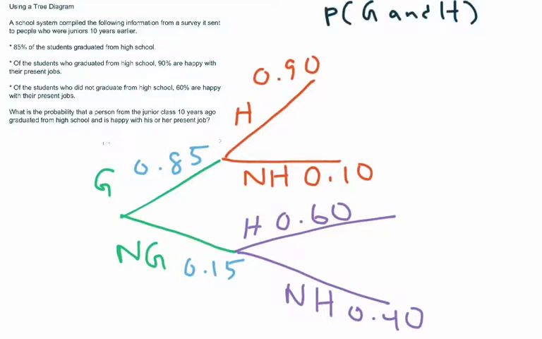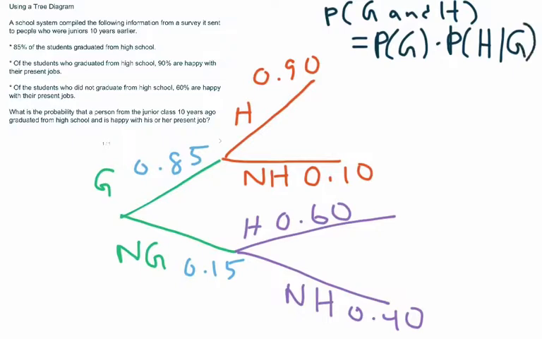We need to find the probability of G and H, that is, graduated and happy with their present job. This would be equal to the probability of having graduated times the probability that they are happy given that they've graduated. So the formula might look a little bit intimidating, but really all we're doing is multiplying these two probabilities together.